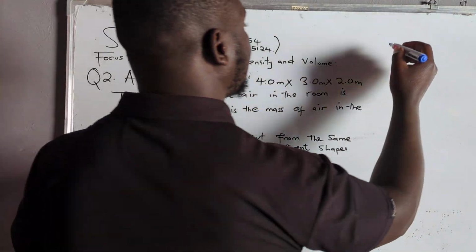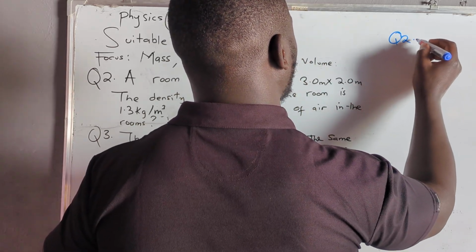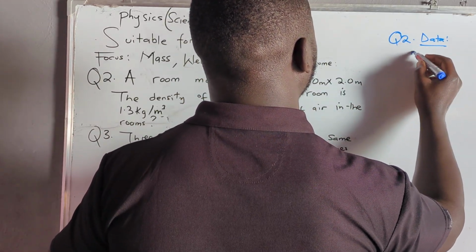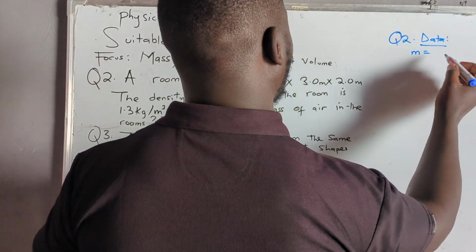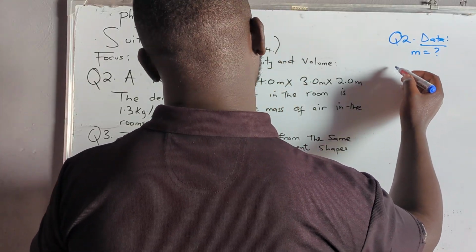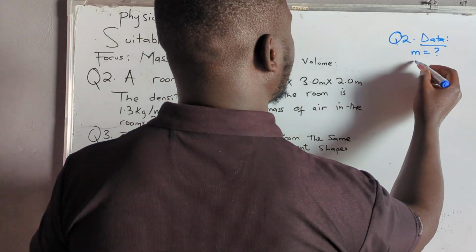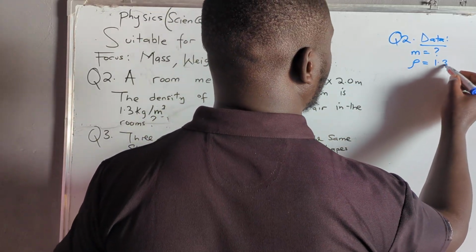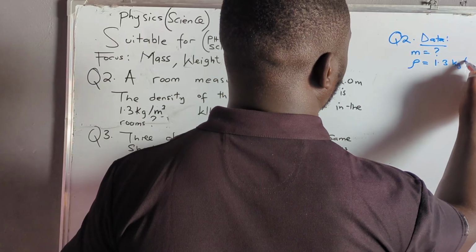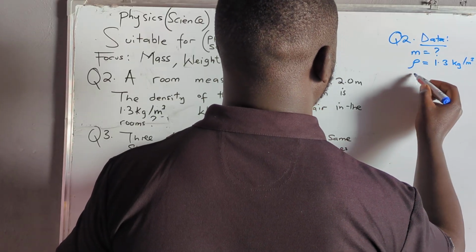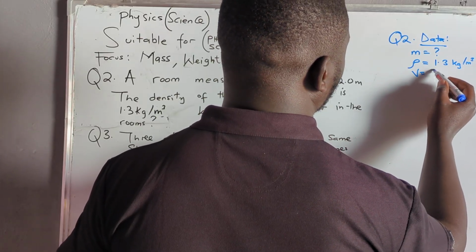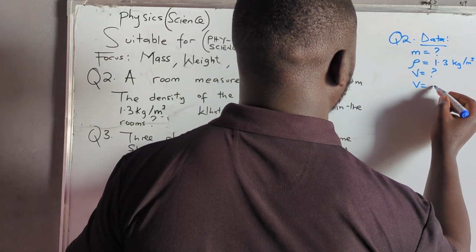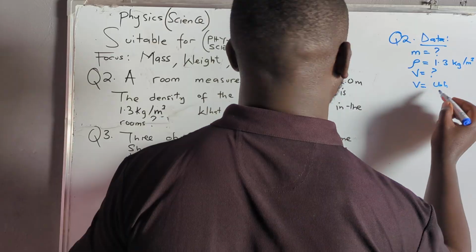Now let's see. So I'm saying question 2 data, what do we have? We have mass given? No. Do we have density given? Yes. And density, I always say the symbol is rho, in kg per cubic meter, like that. Then do we have volume given? No. But we can calculate volume since we know that volume is L times B times H.